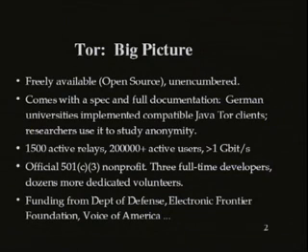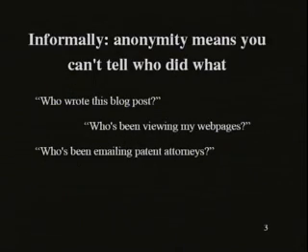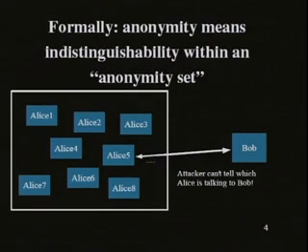Okay, so informally we all have some idea of what anonymity means. Who wrote this blog post, who's been looking at my web pages, who's been sending mail to the patent attorneys. A little bit more formally, we've got this notion of an anonymity set. There are a bunch of Alices over there, and one of them did some transaction with Bob. Maybe they looked at his website, maybe they sent him mail. So the goal of an anonymity system is to make the set of possible Alices as large as we can. That notion is called the anonymity set.